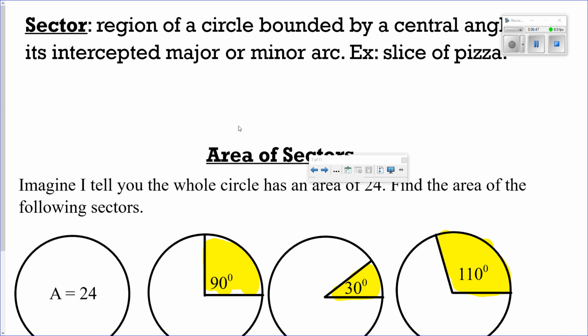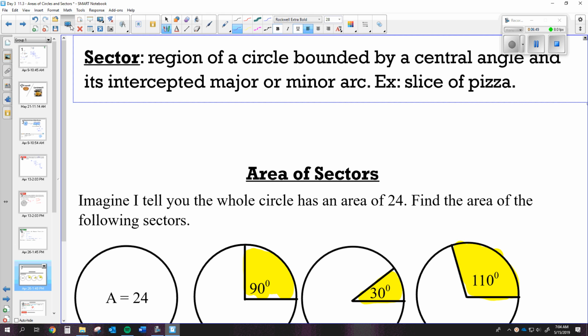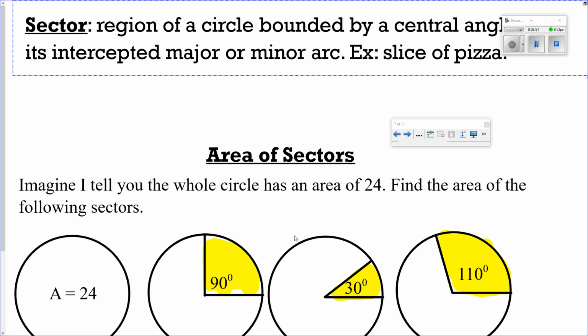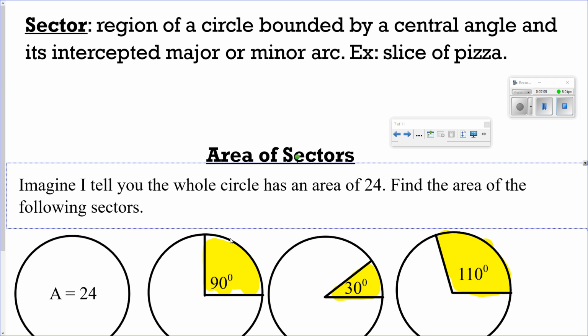A sector is a region of a circle. It's a portion of it, and the size of it is determined based on the size of that central angle. Okay, so the definition of sector: it's a region of a circle bounded by a central angle and its intercepted major or minor arc. So this thing right here is an arc. Depending on how big it is determines whether it's major or minor. Major arcs are larger than 180 degrees, minor arcs are less. So for example, a slice of pizza is a sector. It's just a portion of a circle.